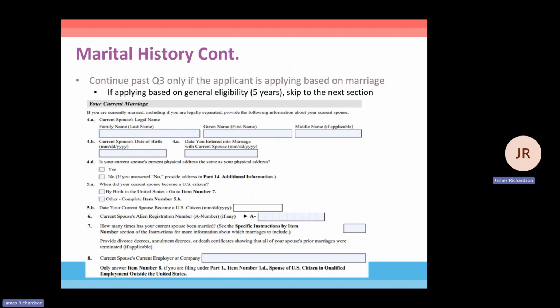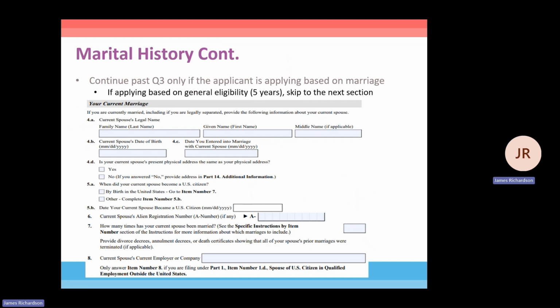So it's pretty straightforward. It's asking their name, date of birth, their date of marriage. Do they live with you, right? Because that's important. It's an important part of eligibility. So if you are applying based on marriage and you're not actually living together, that could mean that you have to wait the 5 years.